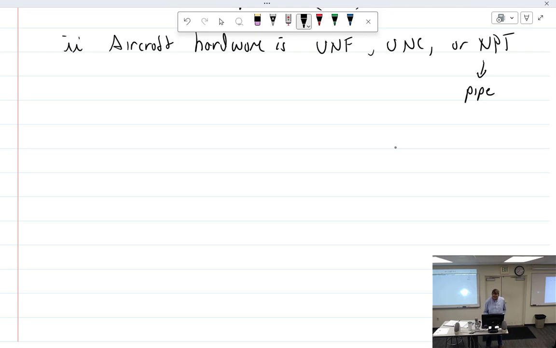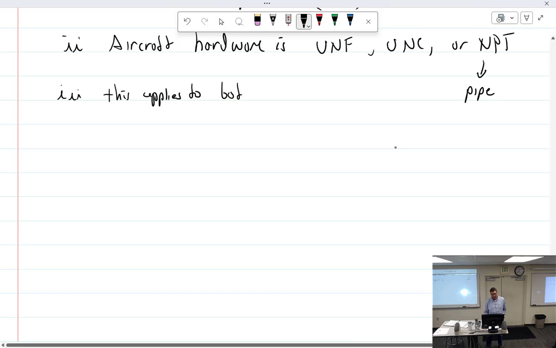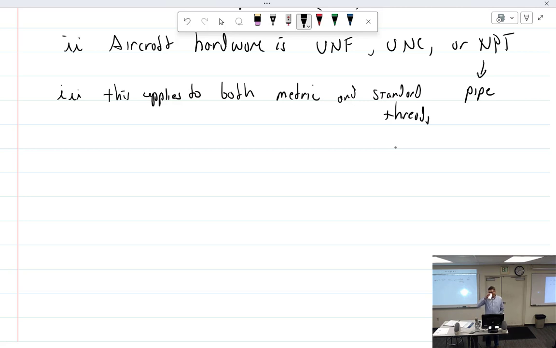All right, let's see. This is interesting, this applies to both metric and standard threads. So NC and NF can be both metric and standard? That is correct. So in a bolt we have either fine or coarse, right? We're going to keep that straight, fine and coarse. You cannot screw the two together. Pipe is something completely different.